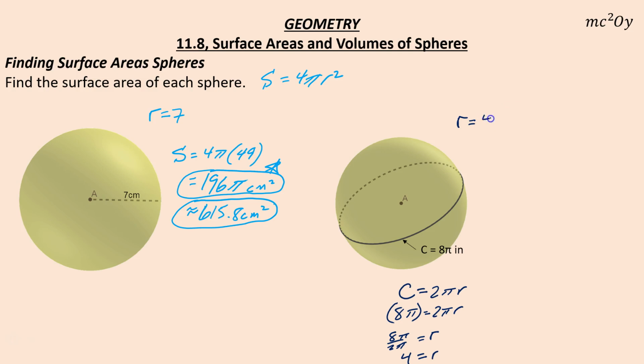We can use that in our surface area formula. S is equal to 4 pi r squared, where r squared is 16, 4 squared. 4 times 16 is 64, so 64 pi, which is approximately 201.1. Oops, this one's inches though, square inches. Once again, exact and rounded. Make sure you know what your teacher's looking for, or your textbook.